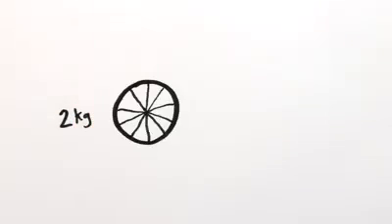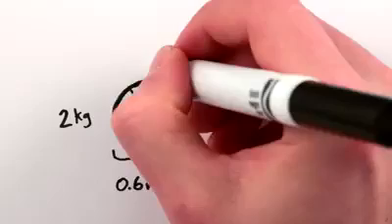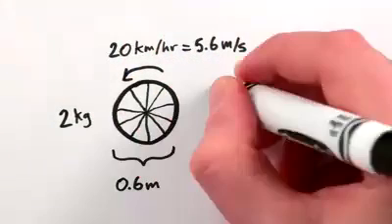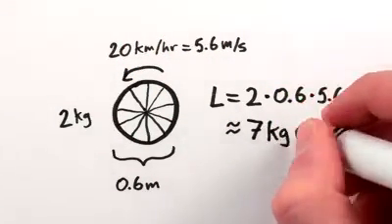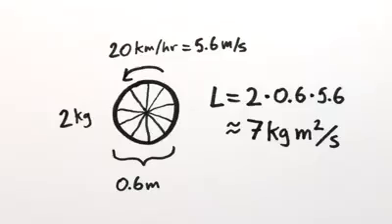For example, a 2 kilogram, 60 centimeter diameter bicycle wheel going 20 kilometers per hour would have an angular momentum of about 7 kilogram meters squared per second. Is that useful to know?